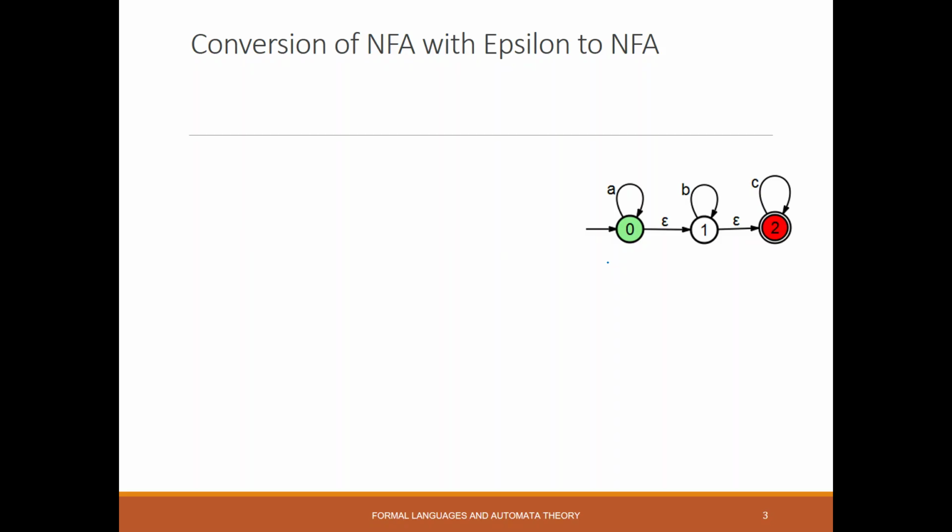Okay, now we are going to convert this NFA with epsilon to NFA without epsilon. After getting the answer, you will find that these epsilons are removed. The first step regarding the conversion is we need to find the epsilon closure of the given states. There are three states here, 0, 1 and 2. We need to find the epsilon closure for all these three states. That is the first step.